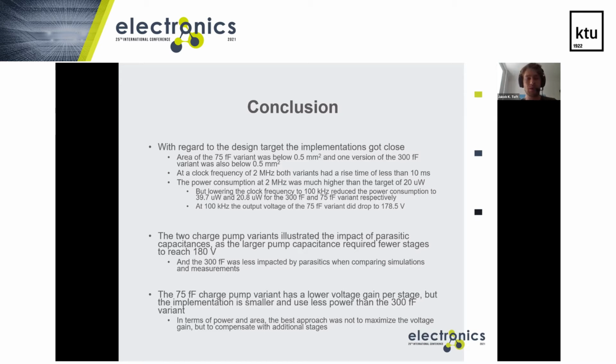So in short, the two charge pump variants illustrated the impact of parasitic capacitances, as the larger pump capacitance required fewer stages to reach 180 volts, and the 300 femtofarad variant was less impacted by parasitics when comparing simulations and measurements. And although the 75 femtofarad charge pump variant has a lower voltage gain per stage, it used less area and consumed less power than the 300 femtofarad variant. Often in the literature, people talk about maximizing the voltage gain per stage, but that would not have been a suitable design approach for this application. So for this application, in terms of both power and area, the best approach was not to maximize the voltage gain, but to compensate by adding additional stages.